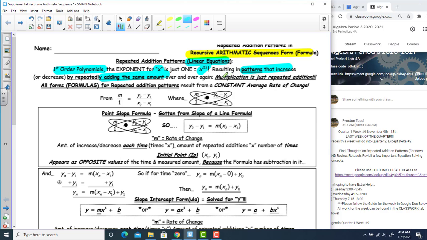You've got to remember, although it appears as multiplication, multiplication is just repeated addition. In all formulas for repeated addition patterns, the constant average rate of change is the same. It's going up by the same amount or down by the same amount over and over again.